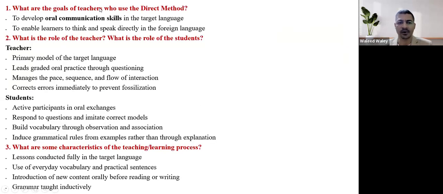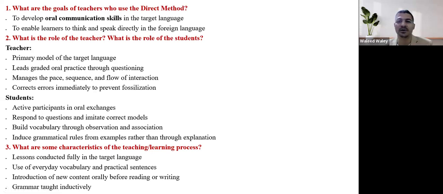And here, what are the goals of the teacher? Use the direct method to develop oral communication skills in the target language, as Ala, mashallah, said, and also to enable learners to think and speak directly in the foreign language. What is the role of the teacher? Here, the teacher is a model of the target language. He leads graded oral practice through questioning. He always asks the students questions.